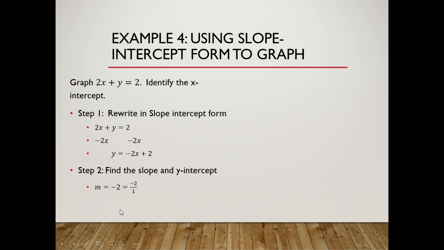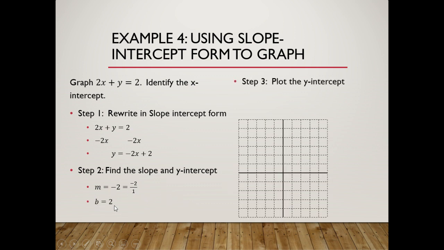Notice here how I changed it to a fraction. I just put a 1 under it. This serves the purpose of helping us to know what's the rise and what's the run. So our rise is a negative 2, so we'll go down 2, and our run is a 1, so we'll go forward 1. The y-intercept is a 2.